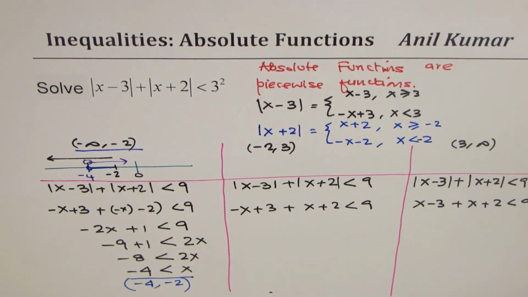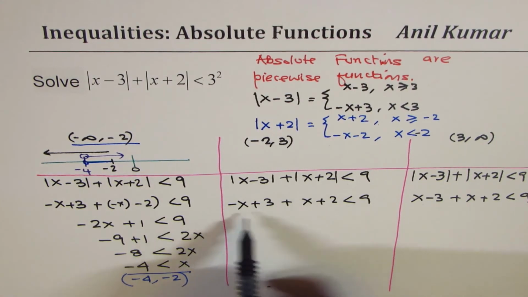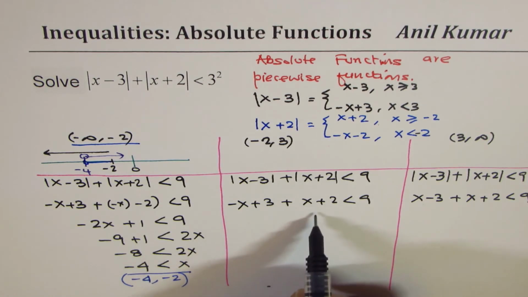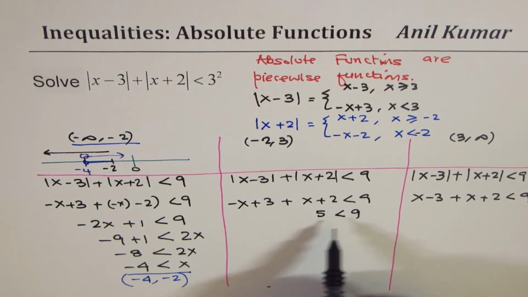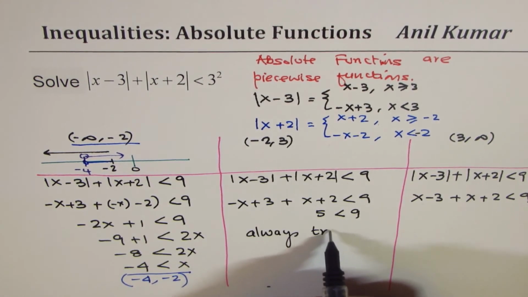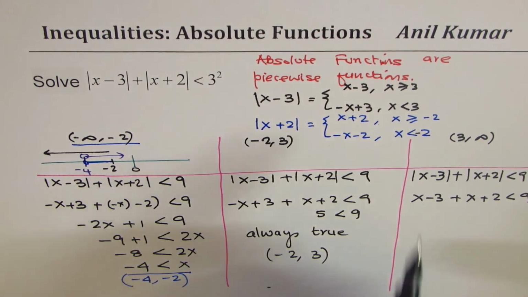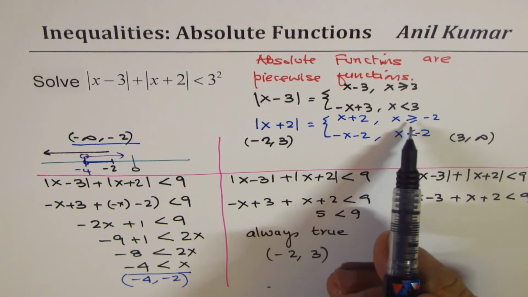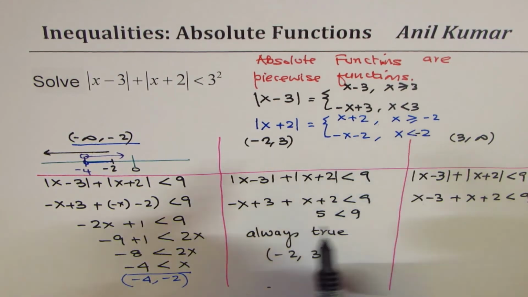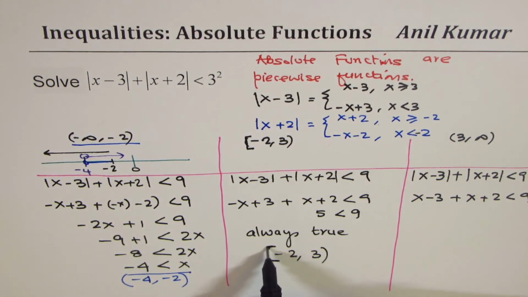Correct? Now let's look into the center interval, where minus x plus x becomes 0. We get 3 plus 2 as 5, and it becomes 5 is less than 9. Now 5 is less than 9 is always true, and therefore the entire interval is true for us. So minus 2 to 3, the entire interval is true for us. Now it is important to note that we have to take at least one place greater than or equal to. Since we took this, we'll take this as an interval which includes minus 2. So we will include minus 2 in our solution.